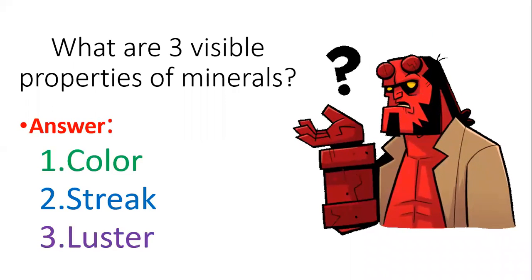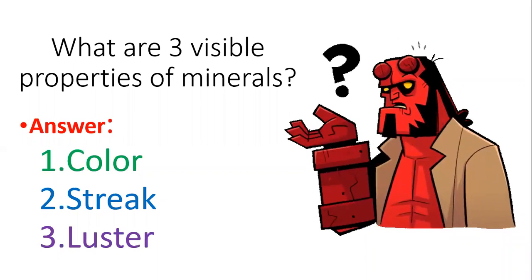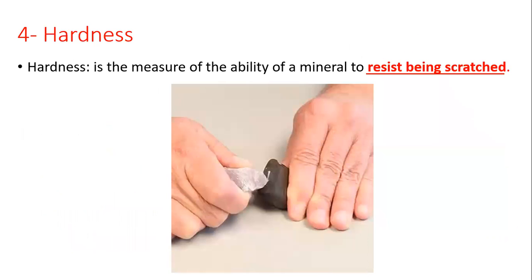We have color, streak, and luster. Those are the things we can notice with our own eyes, once we see them. But now the fourth method, which is hardness. How hard the mineral is.